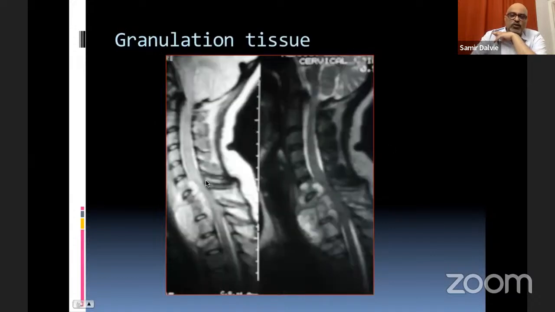This is granulation tissue. So this is not an abscess. You can see the consistency of this. This is a carpet of granulation tissue. See this, all of this is granulation tissue. This is not a tense abscess.